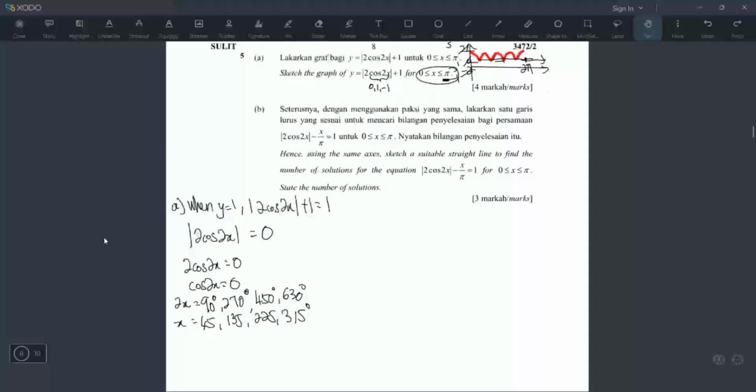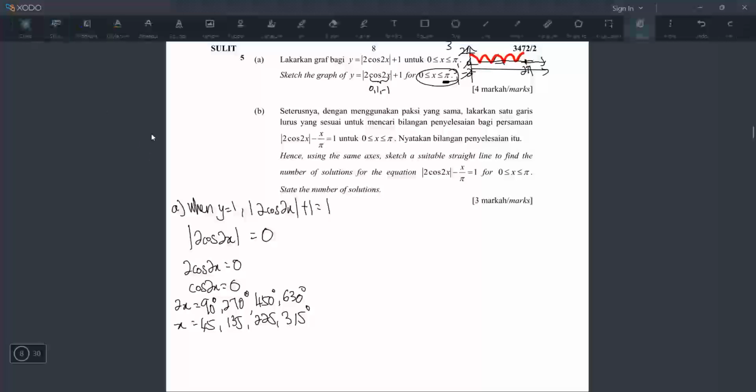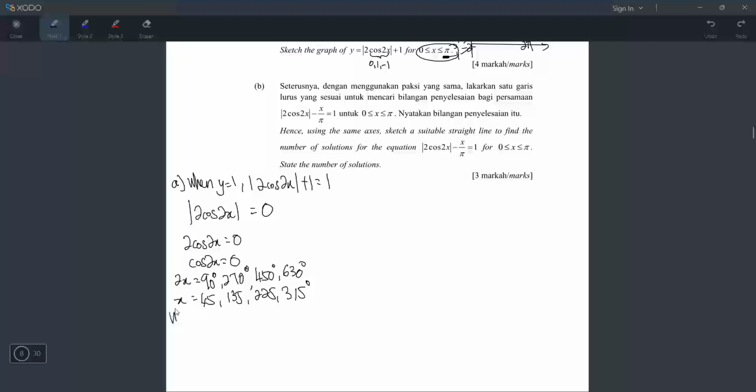Now for my next part, I will ganti this whole thing equals to 1. So if this whole thing equals to 1, 1 times 2 is 2. Modulus 2 is also 2. 2 plus 1 is 3. So when y equals to 3, I write here, when y equals to 3, the whole thing equals to 3. So modulus 2 cos 2x plus 1 equals to 3. First, I will pindah the 1, so left with modulus 2 cos 2x. 3 minus 1 is 2.